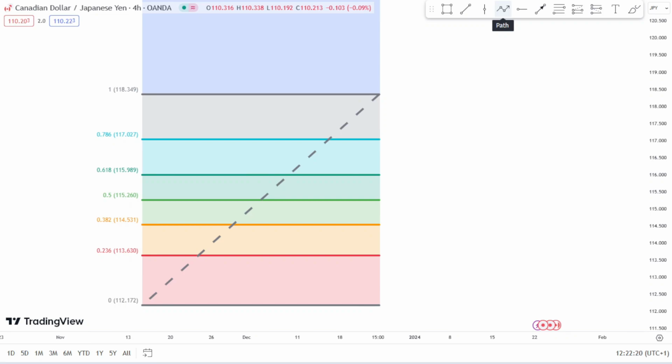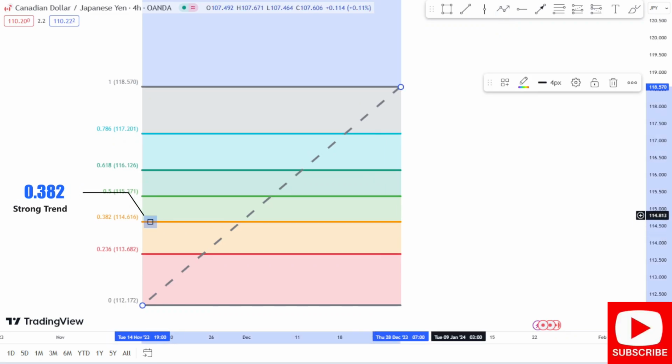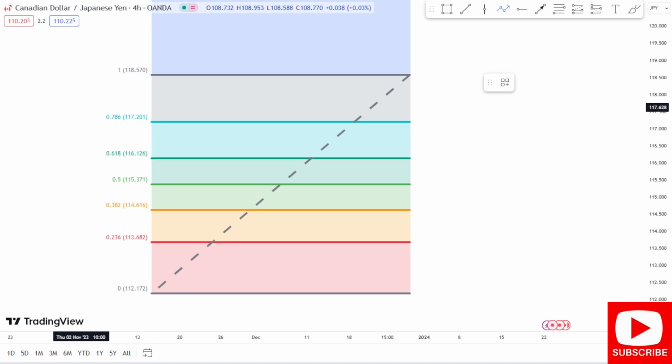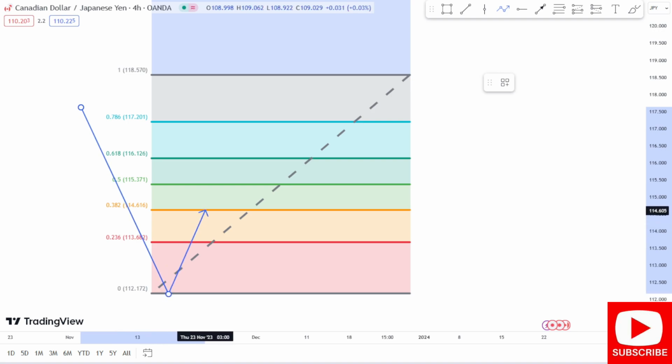the Fibonacci tool. The first point is the 0.38 point, and this is known as the strong trend point. Whenever price reaches the 0.38 point and reverses, then we call that the strong trend point. So for example, we have a downtrend and price touches the 0.382 point and reverses back, then in that scenario, we have a strong downtrend.